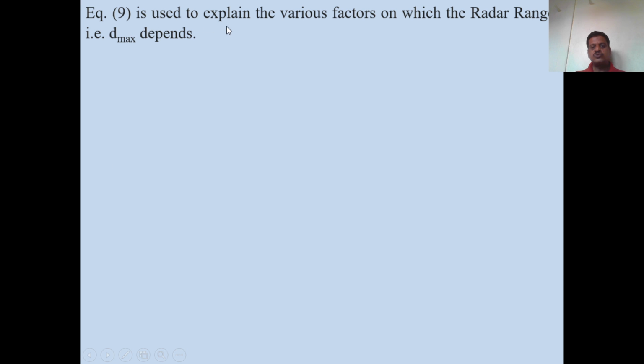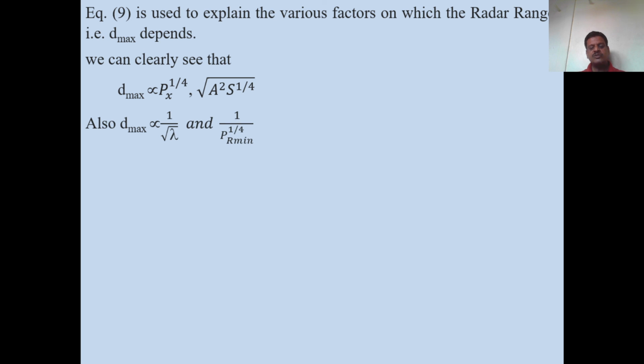From this equation number 9, this equation is used to explain various factors on which the radar range, that is Dmax, depends. We can clearly say that Dmax is proportional to PT raised to 1 by 4, and Dmax is proportional to the fourth root of A0 square S. Also, Dmax is proportional to 1 by lambda square under root of lambda, and Dmax is proportional to 1 divided by PR minimum raised to 1 by 4.